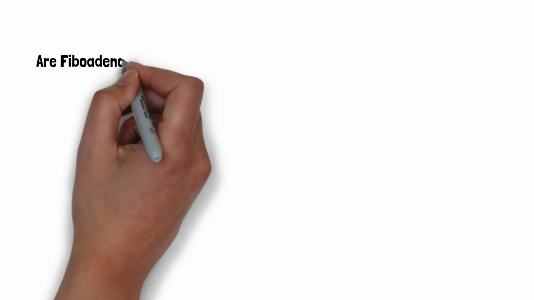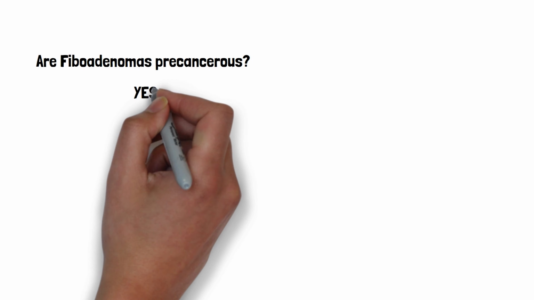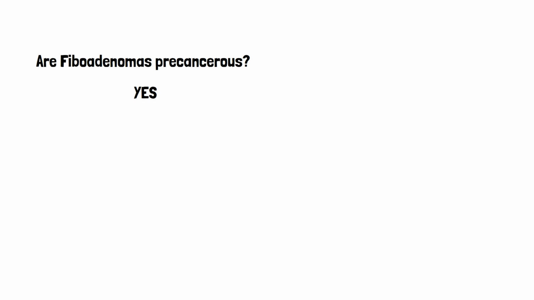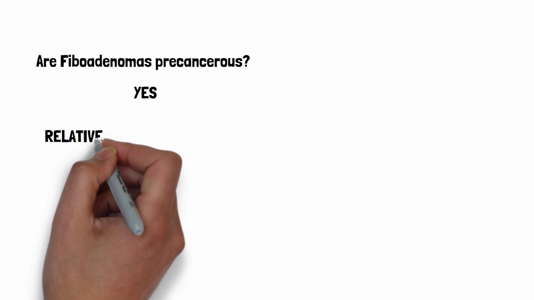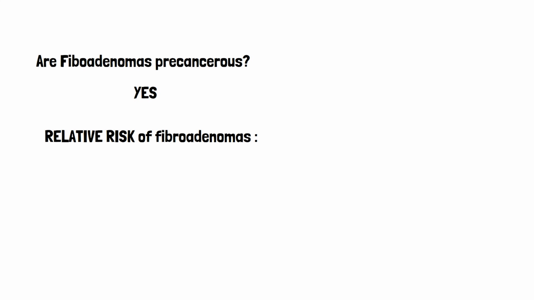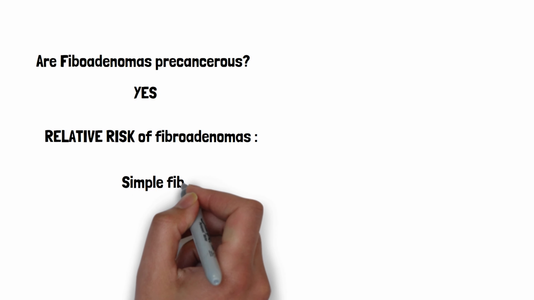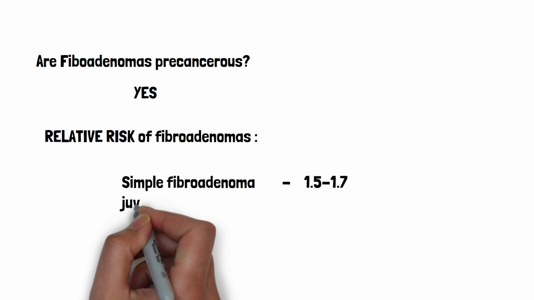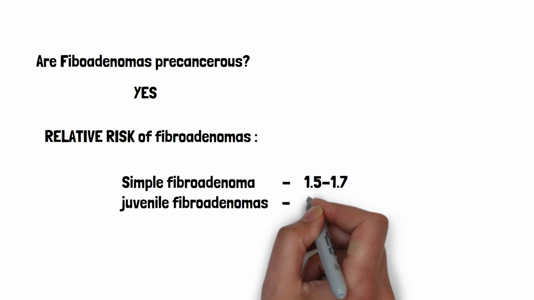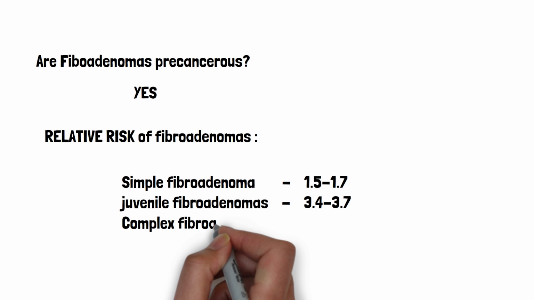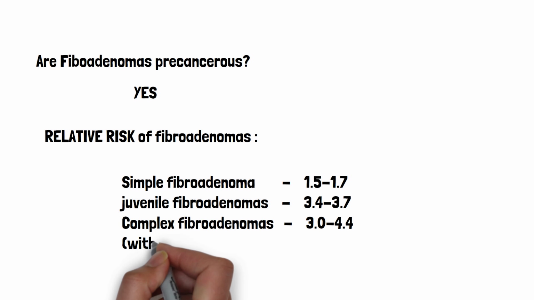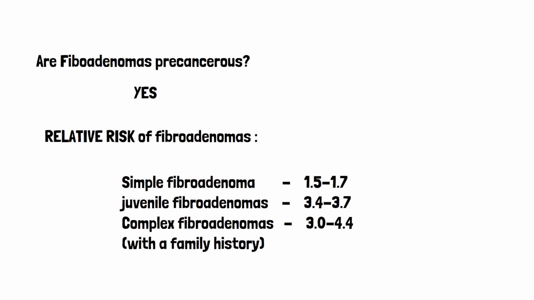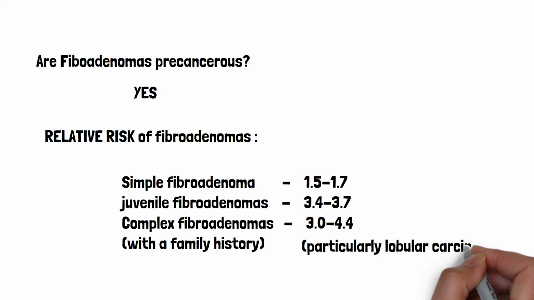Are fibroadenomas precancerous? Yes. It can turn into a malignant lesion if left untreated for a long time. Relative risk of fibroadenomas: simple fibroadenoma 1.5 to 1.7, juvenile fibroadenomas 3.4 to 3.7, complex fibroadenomas 3.0 to 4.0. These particularly turn into lobular carcinoma, especially in the setting of a family history.